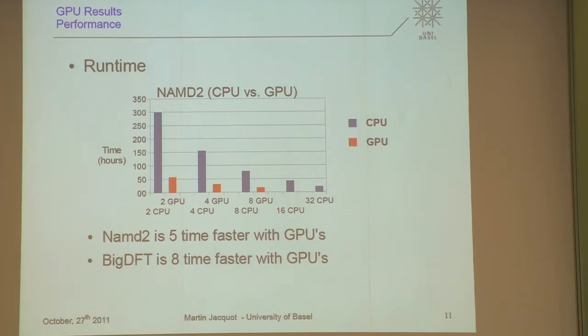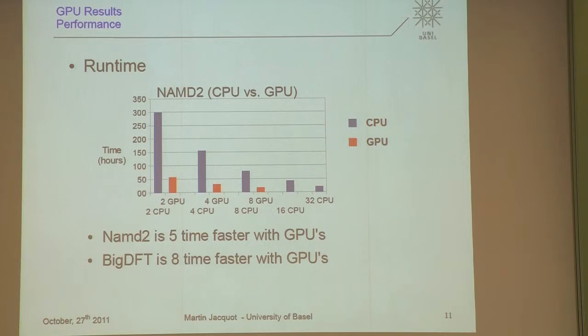Okay, we also wanted to know, are they efficient with GPUs? So we made some performance tests. We limited ourselves to one program, NumD2, and made a comparison between CPUs and GPUs. We ran it with different numbers of processes, every time 2 CPUs or 2 GPUs, and then 4, 8, 16, 32, where I did not have enough GPUs to test it.